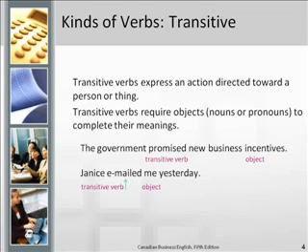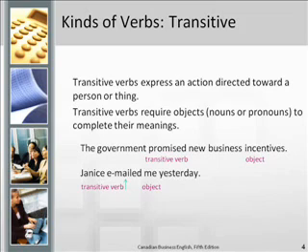Have a look at the first sentence here. The government promised new business incentives. What is the verb in this sentence? It is the word promised. What is the subject in this sentence? It is the word government. When you put the subject and the verb together, the government promised, you do not have a complete sentence that can stand on its own. What we require is an object, either a noun or a pronoun, at the end of that sentence to make it make sense. So when we add the government promised incentives, the sentence now makes sense. This is a transitive verb.